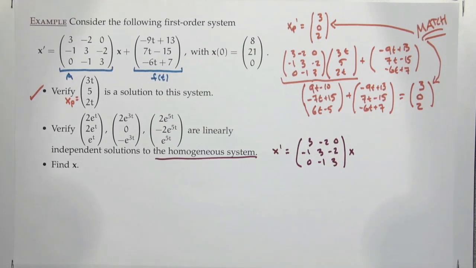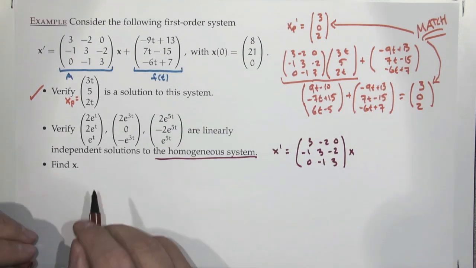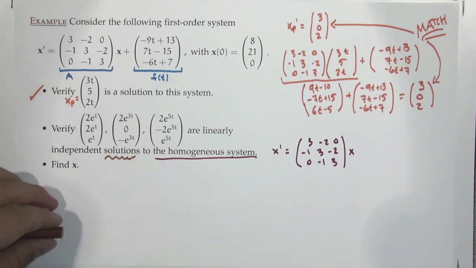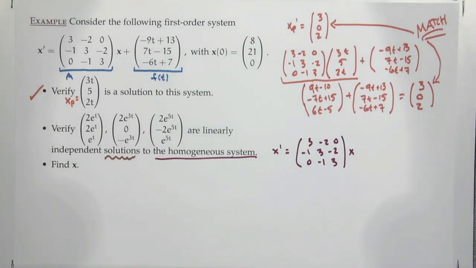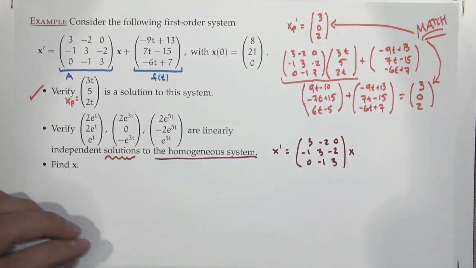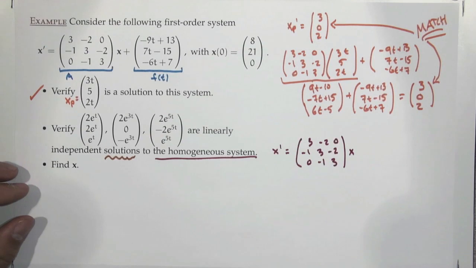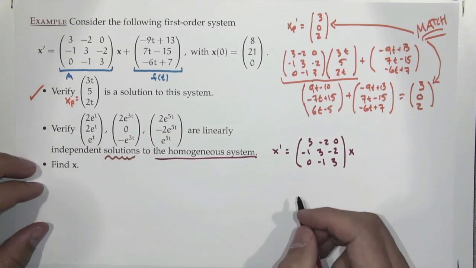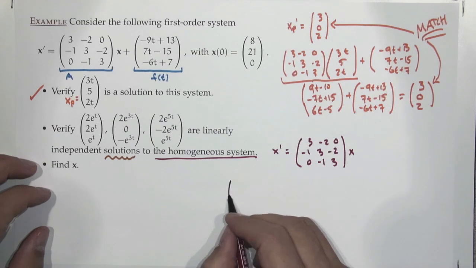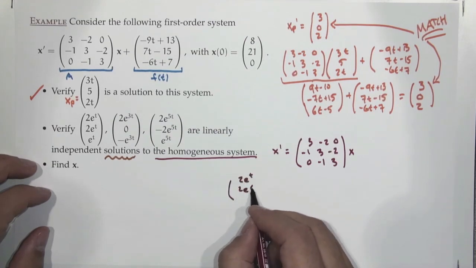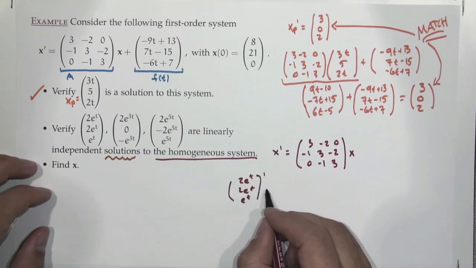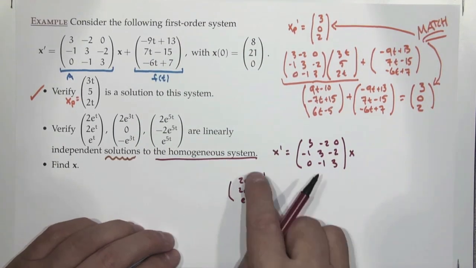Okay, now there's actually a couple of things that have to happen here, because there are two key phrases. One is solution. So let's talk about that phrase first. How do we verify that these are solutions? We plug them in. Okay, so which one do you want to do first? Probably the first one. Okay, so if we have 2e to the t, 2e to the t, e to the t prime, what's the derivative of that?